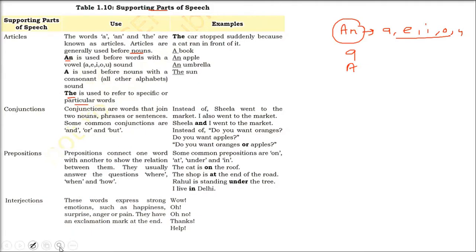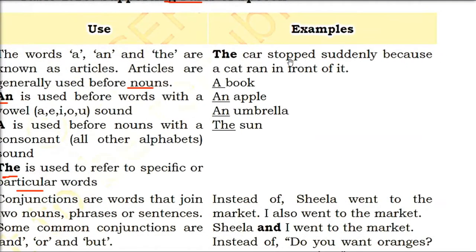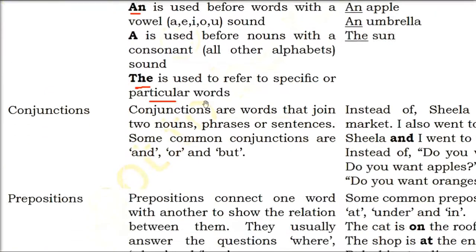For example, let us take an example. The car stopped suddenly because a cat ran in front of it. The car. So here we are using the article "the". The sun. "The" is for the specific thing we are talking about. What about a book? Now a and u, what are these? Vowels. So we use "an" in front of them.